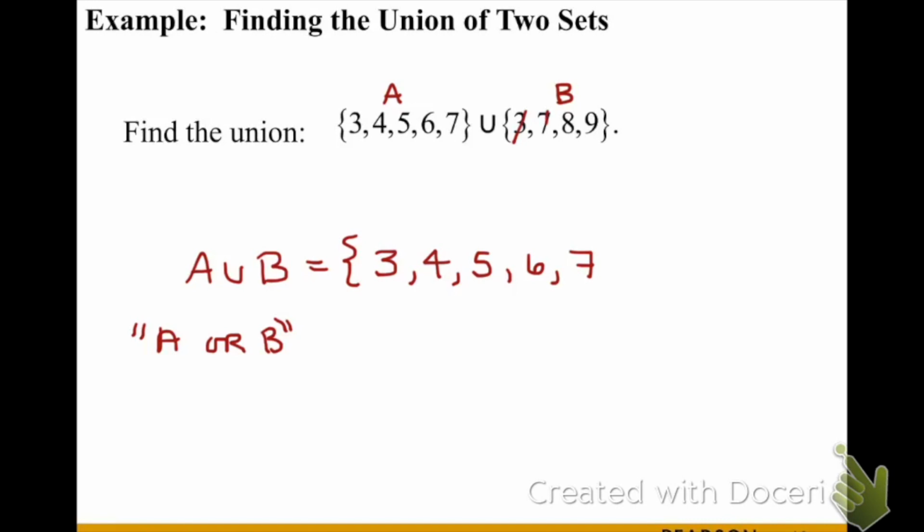But then since 3 and 7 are already in our union here, we just need to include all those elements that have not been added to our union set that are still present in B. In this case, 8 and 9. So our union contains all those elements that were in A and also the elements in B. We just do not need to repeat those that were already there.